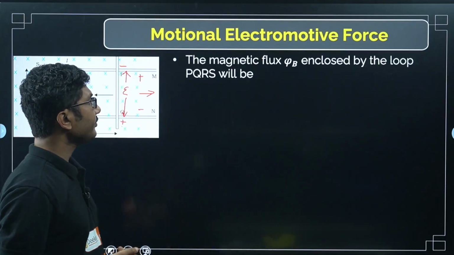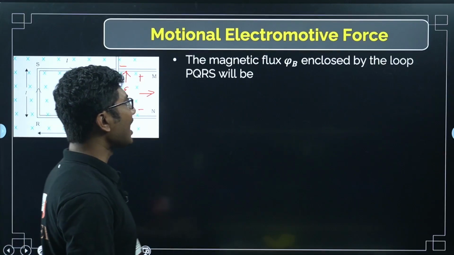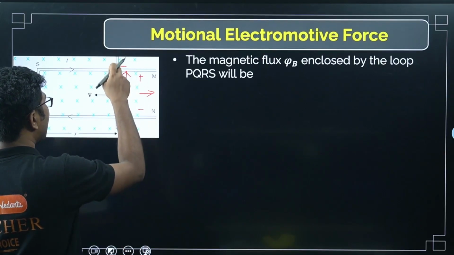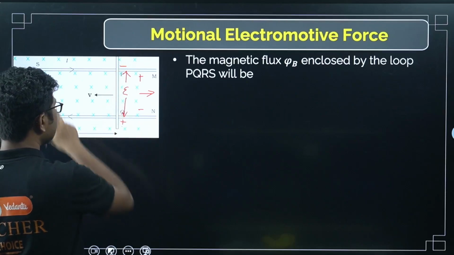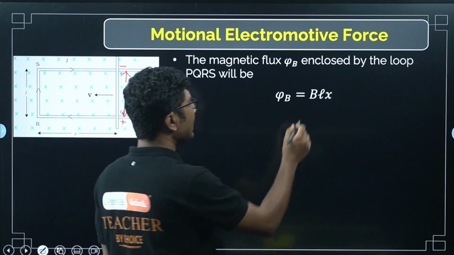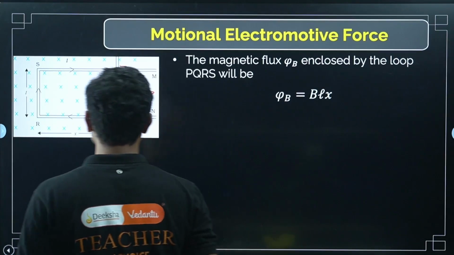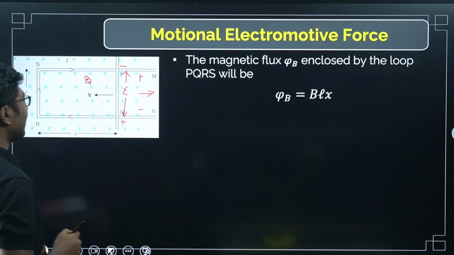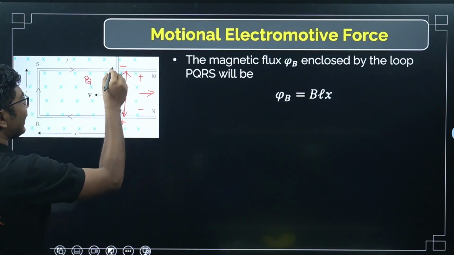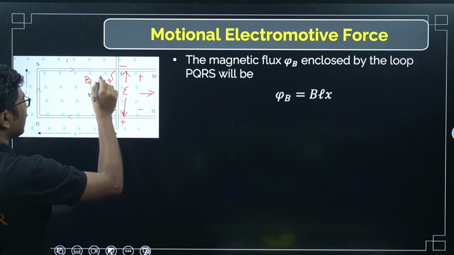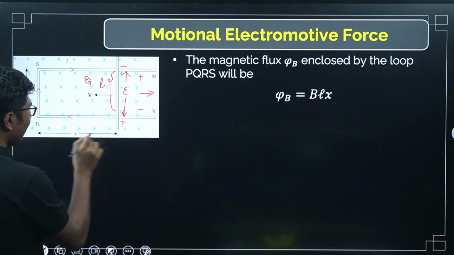Now, the magnetic flux phi B enclosed by the loop PQRS, the magnetic flux associated with this will be given by BLX. Now, what is B, what is L, what is X? B is the magnetic field, which is a constant. Now, what is L? L is the length of this rod, and X is the width.